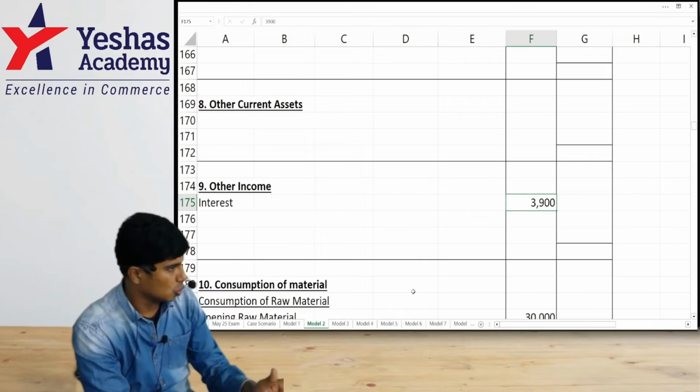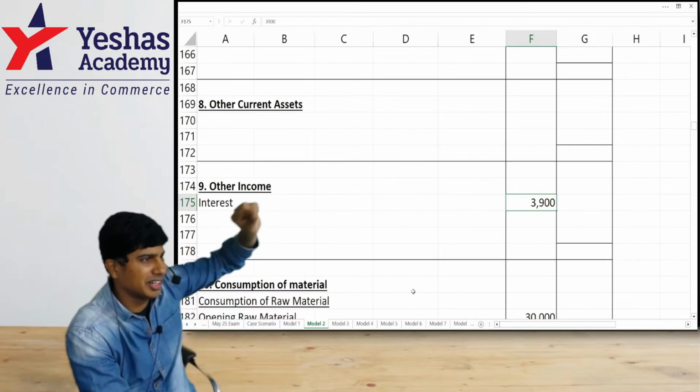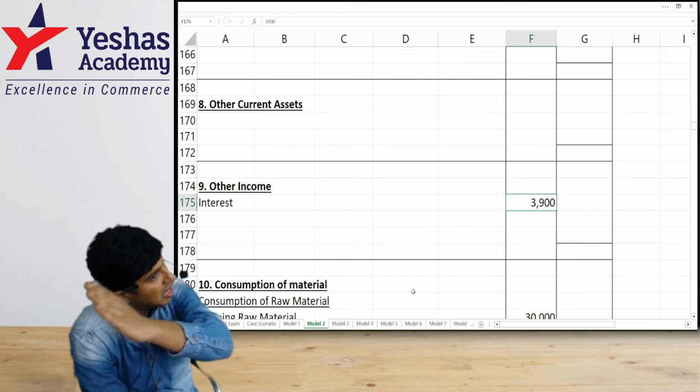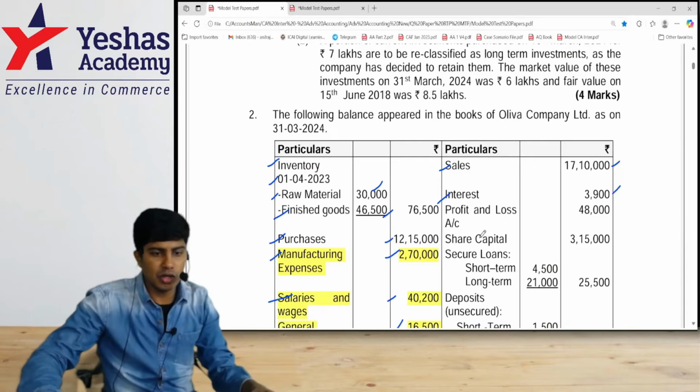If in case you forgot to open notes to accounts and later you realize, then it's okay. There only next to other income, you write 3,900 plus that other amount and then write. It should be still okay. If you don't have space, or if you write that notes to accounts at the end of the answer, after other expenses, still okay. It's absolutely fine.